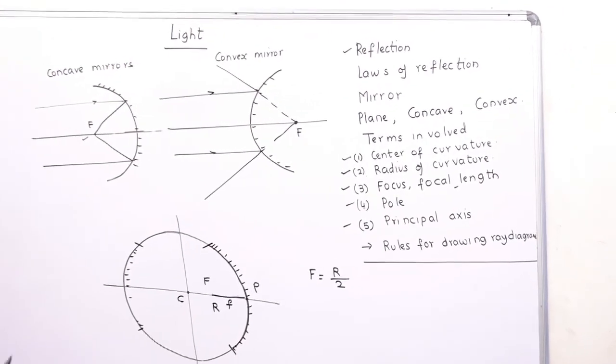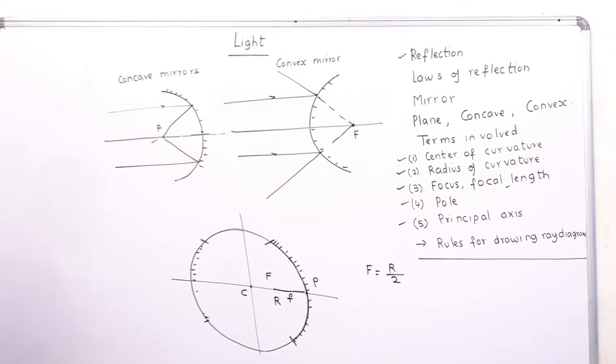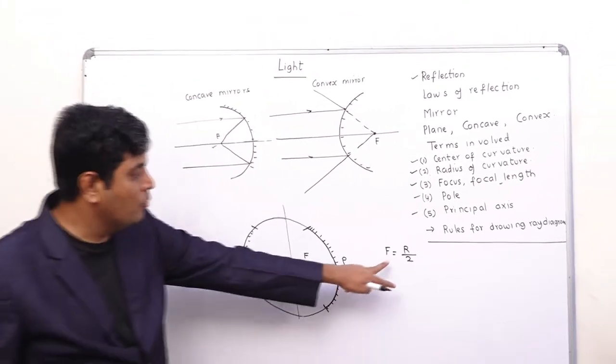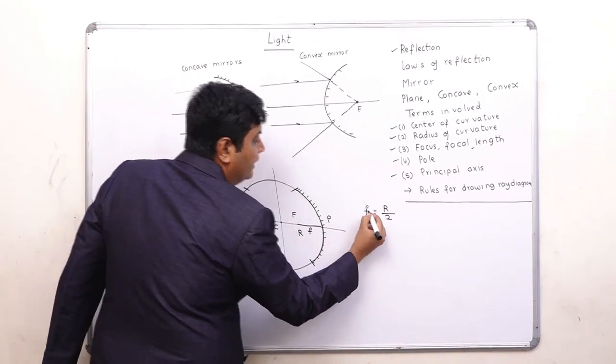Now, before starting to draw the ray diagrams, we have to understand certain rules regarding ray diagrams. This formula you have to remember: focal length, it's not focus, focal length is equal to radius divided by 2.